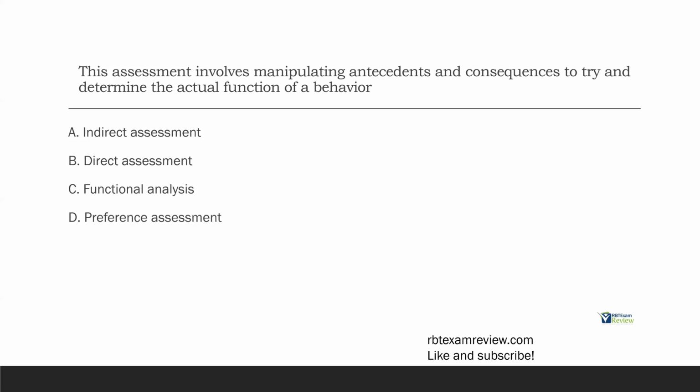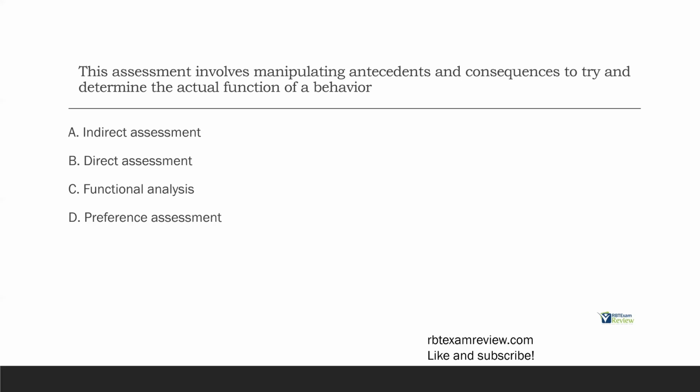So our three main assessments, behavior assessments, part of the FBA: indirect, which are interviews and surveys, checklists, things like that. We're not actually observing the kid. Direct, we're actually observing the kid now and taking data, so event recording, narrative recording, ABC recording. And then we have a functional analysis.